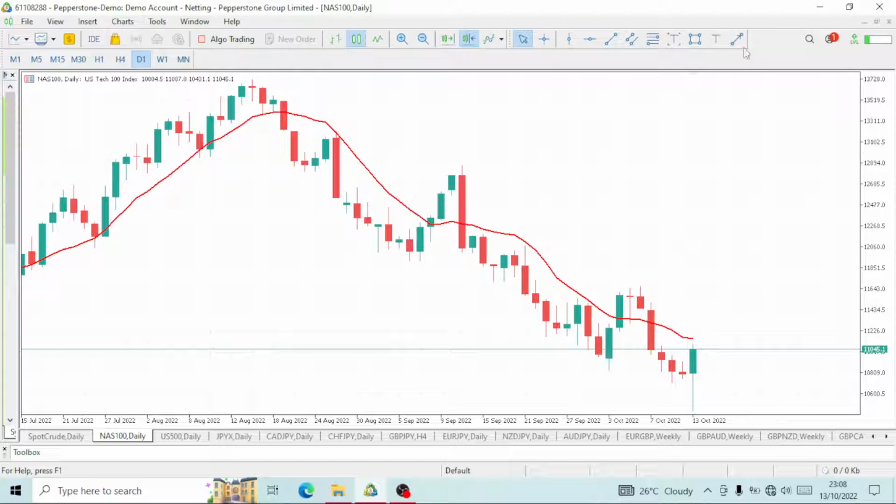Since we are on a pullback level, we might see this pullback go up a little bit to hit our 10 period moving average. Then we'd see that drop on Nasdaq 100. So we can clearly see a little bit of a bullish move on Nasdaq 100 before we get a drop.